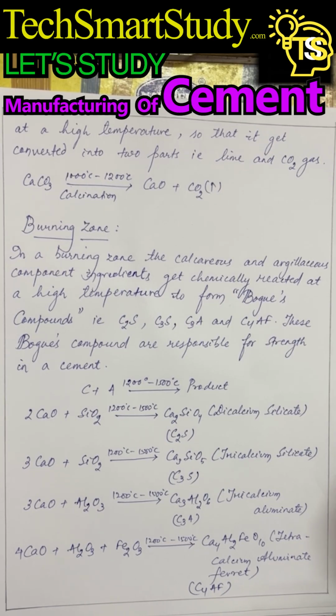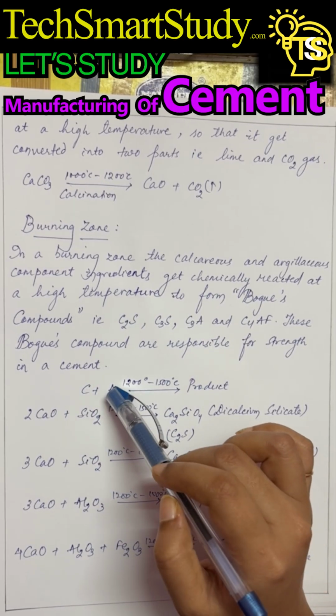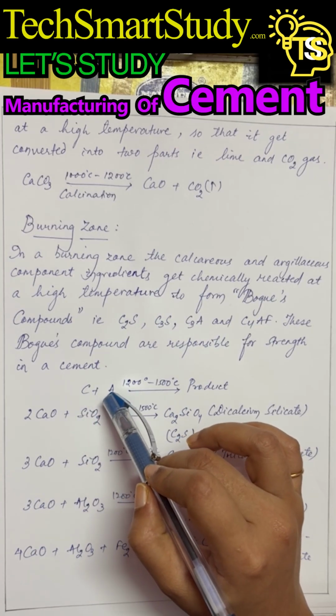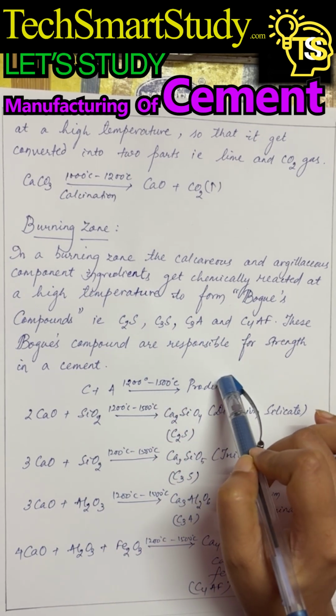In the burning zone, the calcareous component which is rich in calcium, that is lime, and the argillaceous component, the component which is rich in silica and alumina, these two chemically react at high temperature to form Bogue compounds, and these Bogue compounds are C2S, C3S, C3A and C4AF. These Bogue compounds give strength to cement. Now C stands for calcareous component, A stands for argillaceous component. In the burning zone, these two components react at a temperature around 1200 degrees centigrade to 1500 degrees centigrade to form the Bogue compounds.